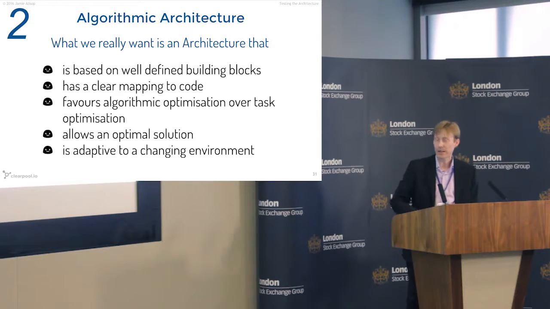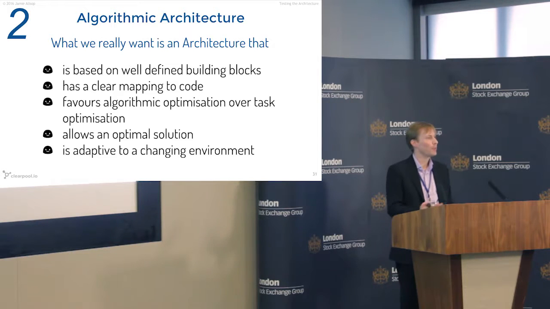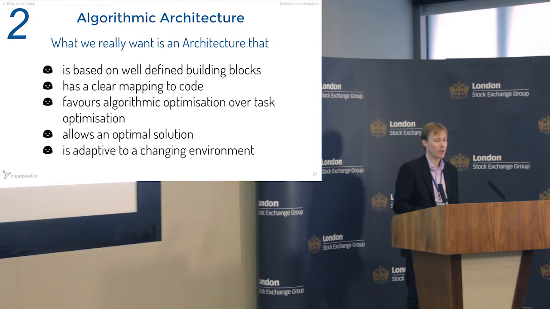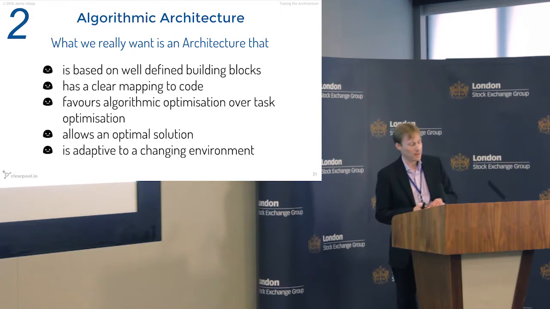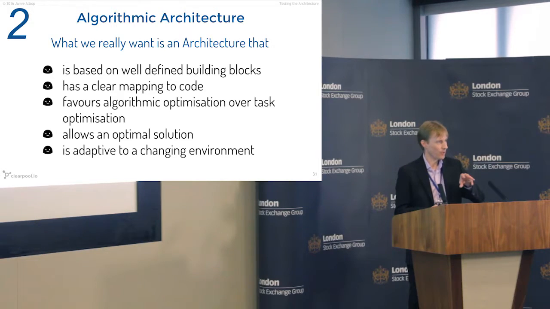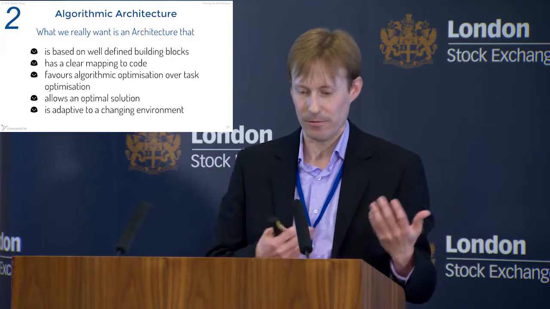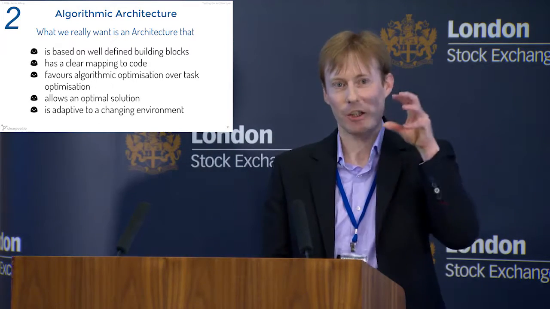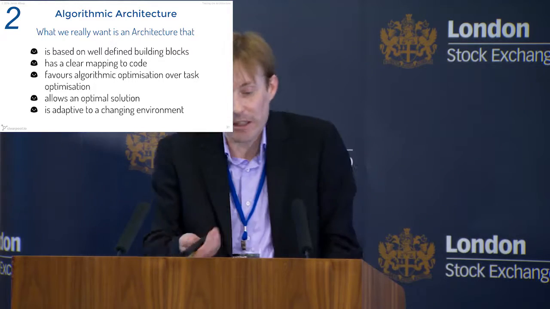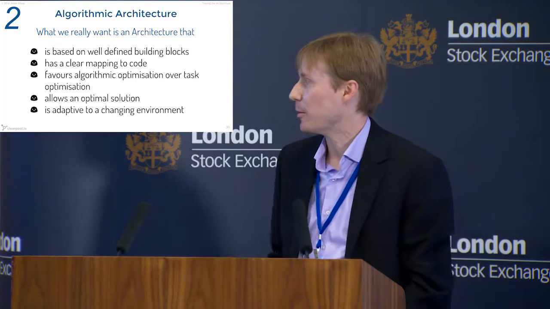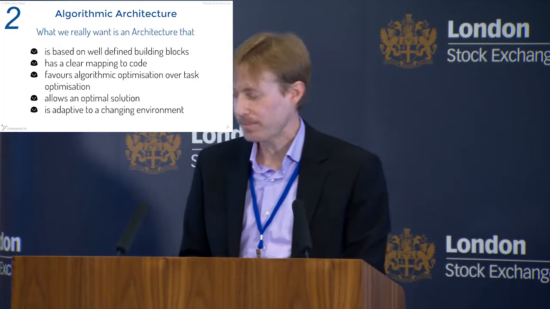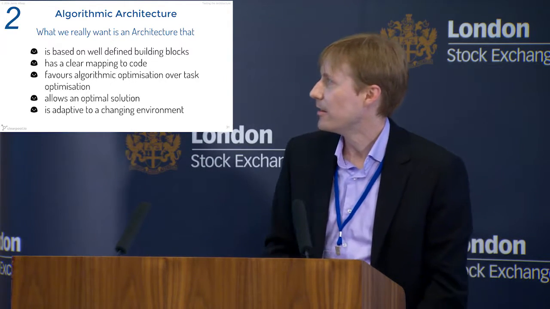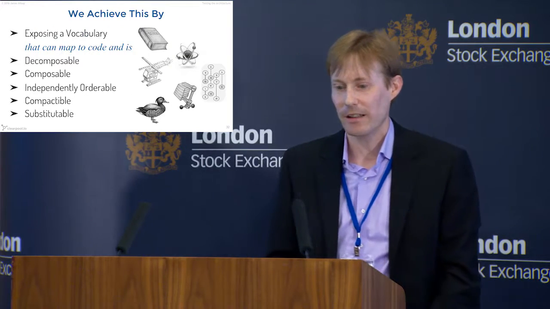The second challenge relies on an architecture. Now we call this an algorithmic architecture. This is an architecture that is based on well-defined building blocks. It has a clear mapping to code. It favors algorithmic optimization over task optimization, which basically means instead of optimizing elements or pieces within the architecture to improve performance or reliability or any other aspect of it, you optimize the architecture itself. So you can pull the architecture apart into building blocks and rearrange the building blocks, like writing an algorithm. And this allows an optimal solution and is adaptive to a changing environment. Now, when we get to the next slide, we can achieve this by doing a few things.